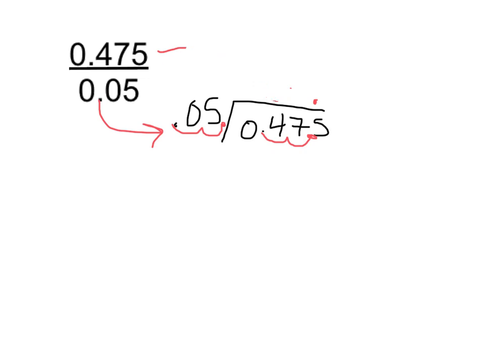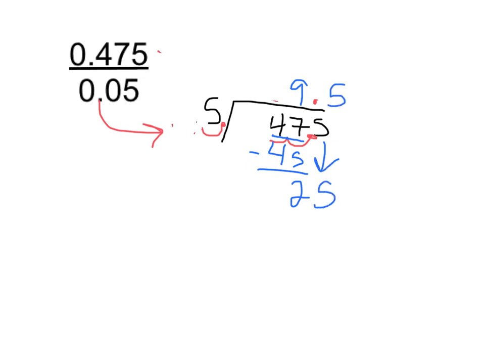Now, let's look at the division. So I can go ahead and erase the decimal and the 0 because I no longer need the 0 because it's not a decimal anymore. So how many times will 5 go into 47.5? Well, 5 doesn't go into 4, so we need to go ahead and move over. So 5 goes into 47 9 times, because I know 9 times 5 is 45. Then I'm just going to subtract, leaves me with 2. Bring my 5 down. 5 goes into 25 5 times. So 0.475 divided by 0.05 is 9.5.